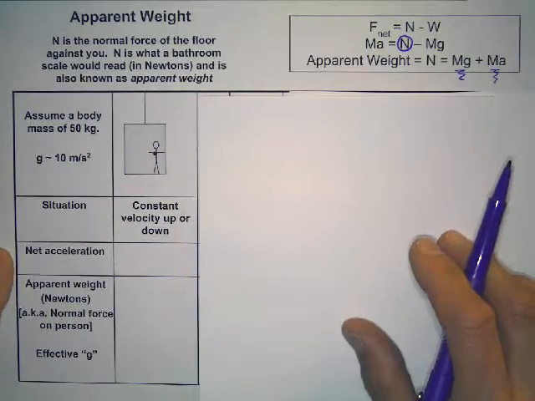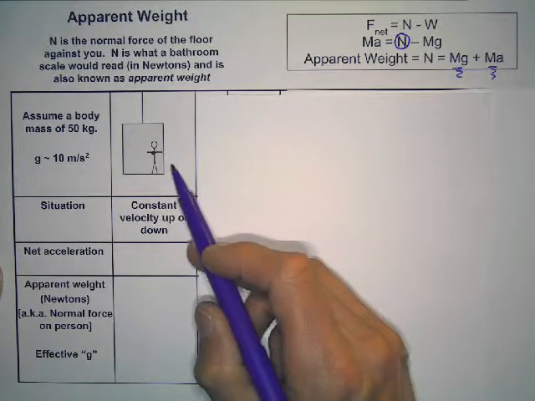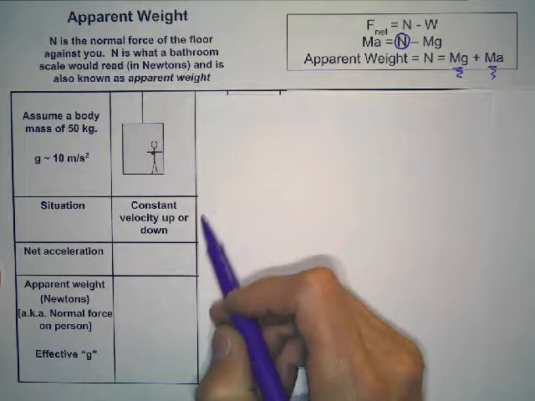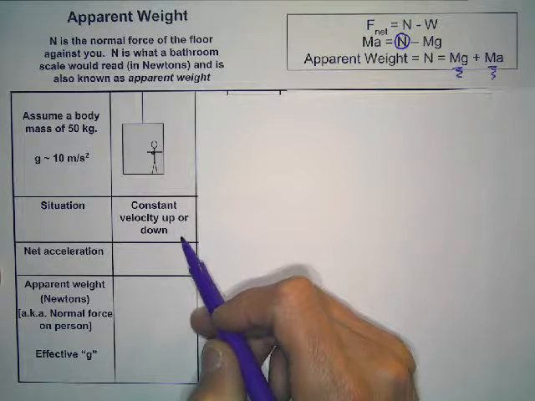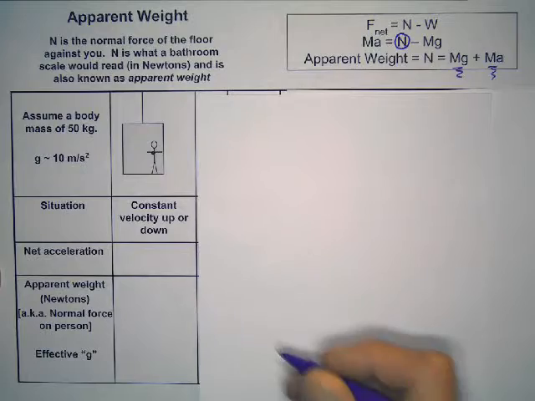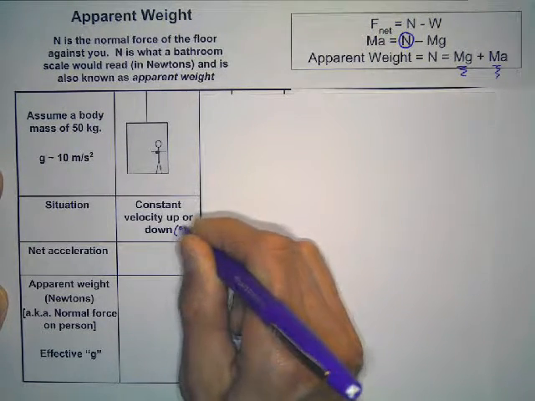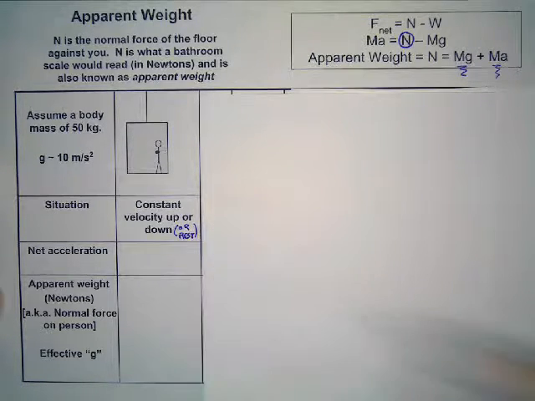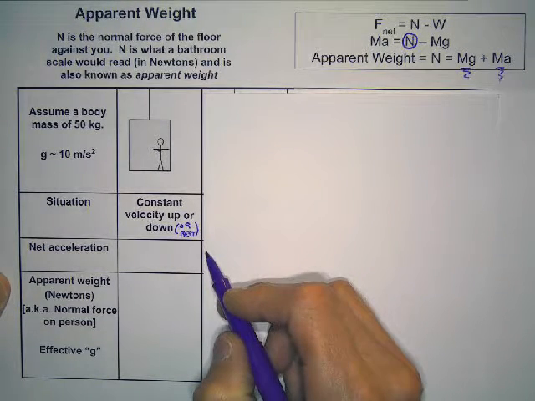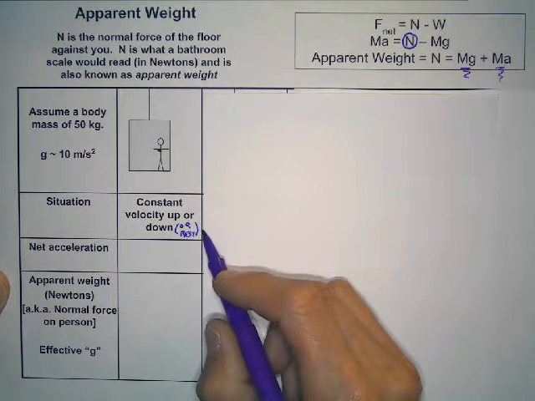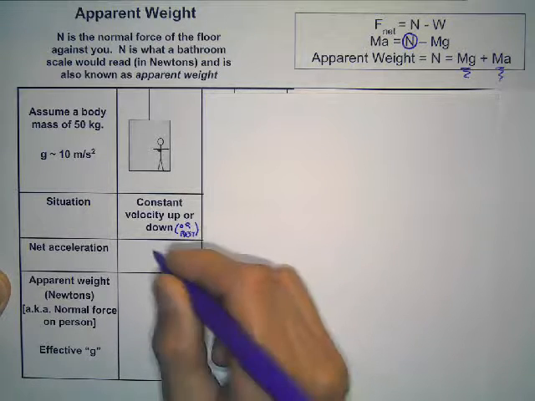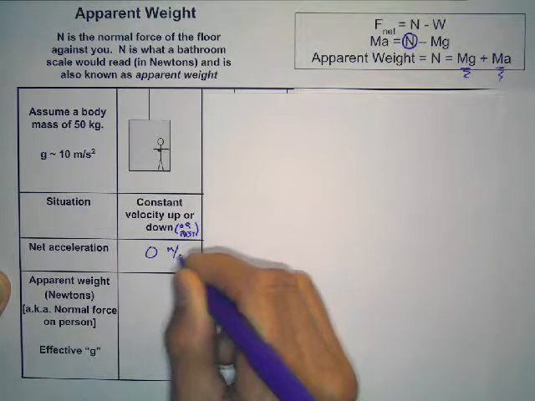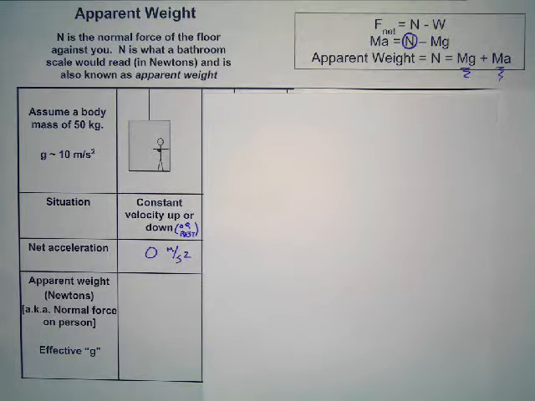Let's start off with the most basic case of just having a person stand in an elevator, and let's say that the elevator has a constant velocity up or down. You could also say it's at rest, right? So it could be at rest too. And the bottom line is that if it has a constant velocity, or if it's at rest, the acceleration is going to be 0 in both cases, so 0 meters per second squared.